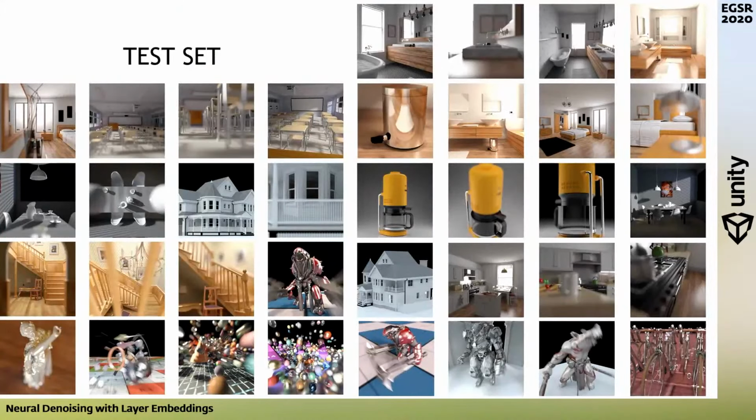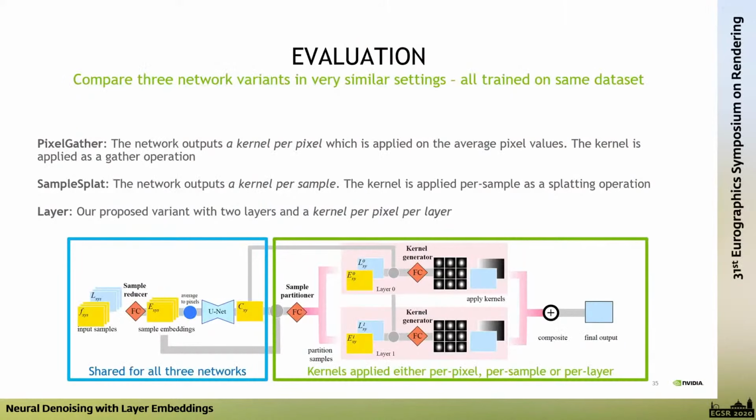To evaluate the trained networks, we used scenes from Benedikt Bitterli's resources, and we moved the camera around and added defocus blur. We also included some skinned characters and some simple physics simulations to stress interesting motion blur cases. To evaluate our networks, we compared 3 network variants in very similar settings, all trained on the exact same dataset.